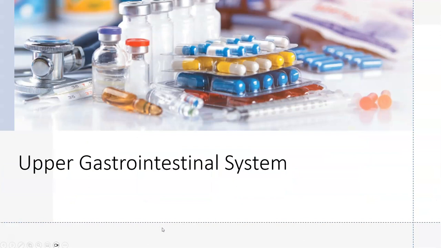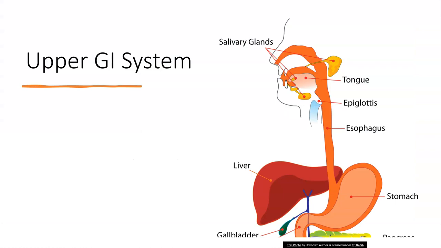Okay, so your guided notes, follow along. We're going to go through the drugs again as the book goes through. I've broken it out into these main titles. So the first part we're going to talk about is the upper GI system.